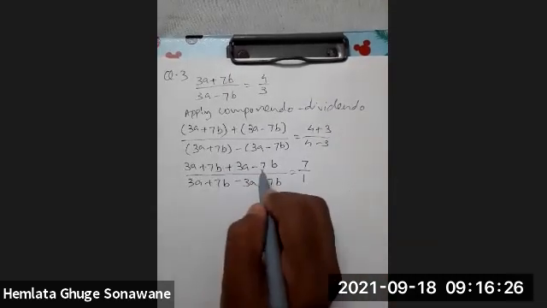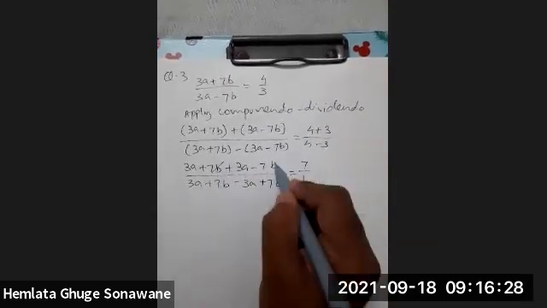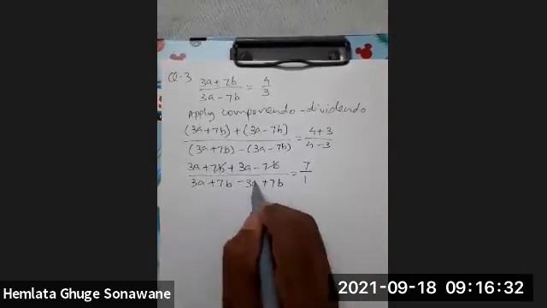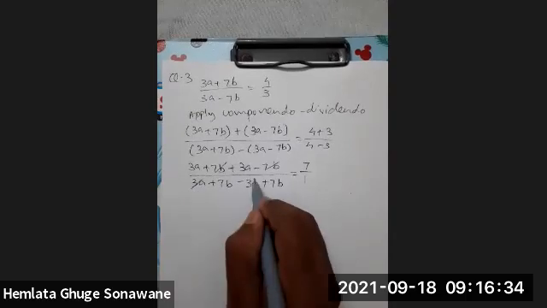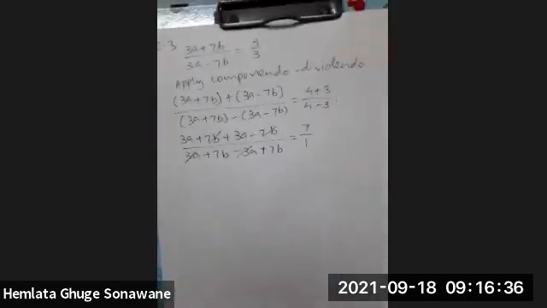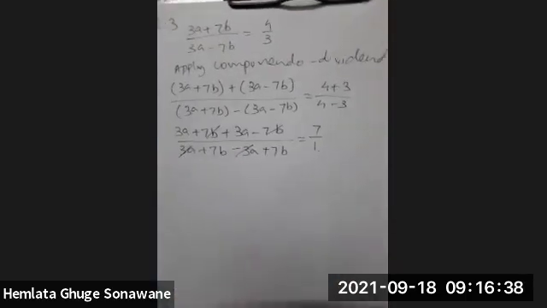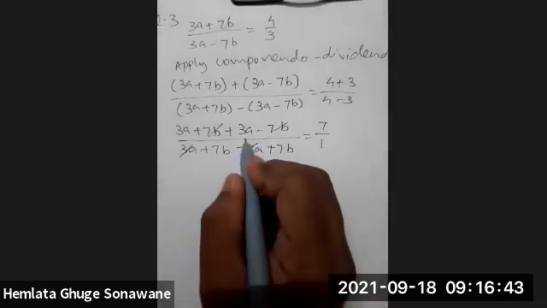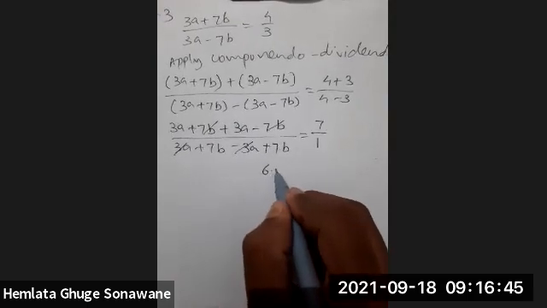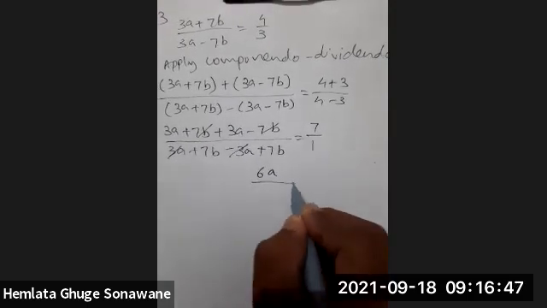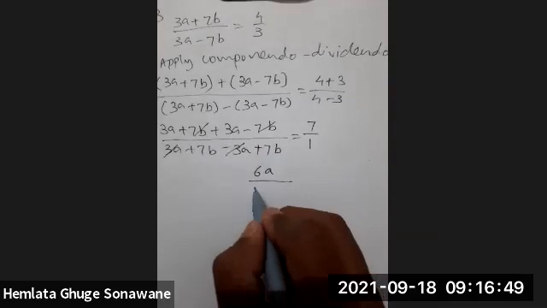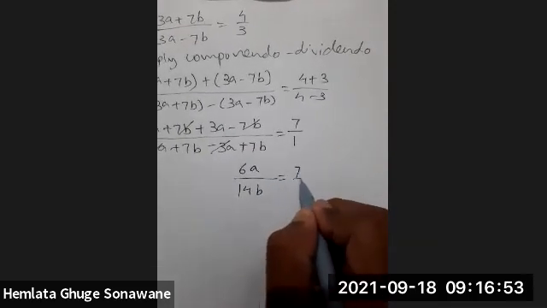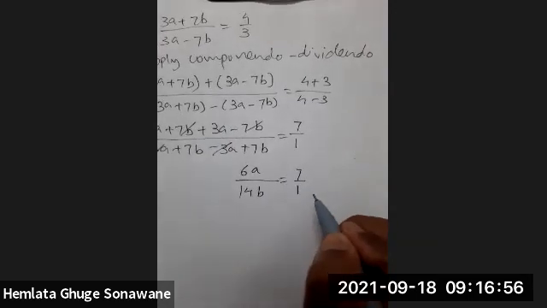Now here minus 7b plus 7b cancel. Then here plus 3a and minus 3a get cancelled. So this becomes 3a plus 3a, 6a, and 7b plus 7b is 14b, is equal to 7 upon 1.